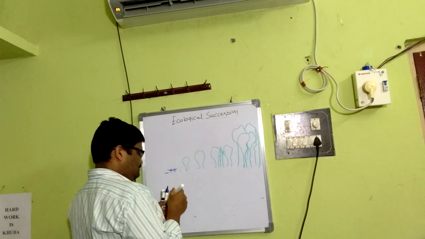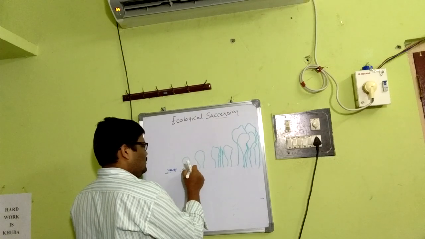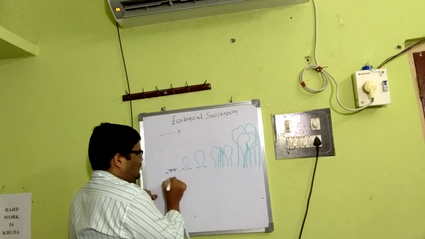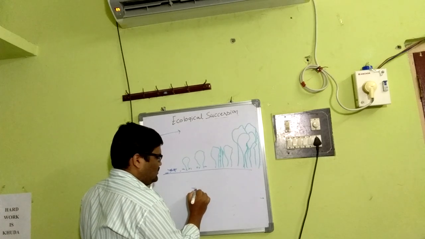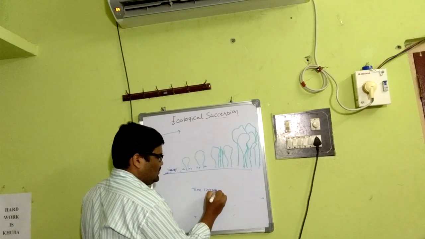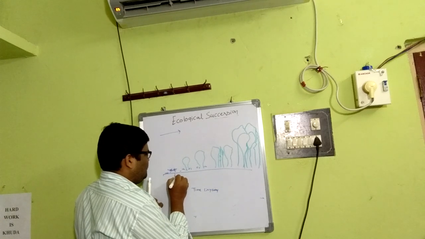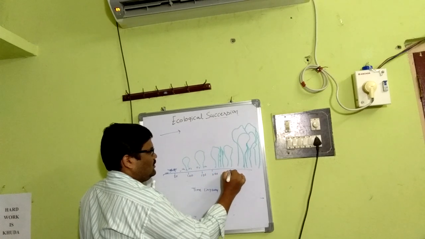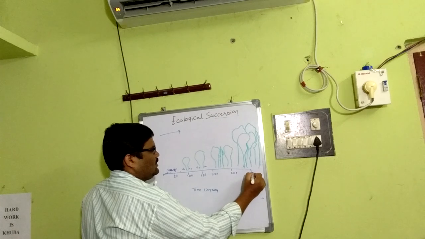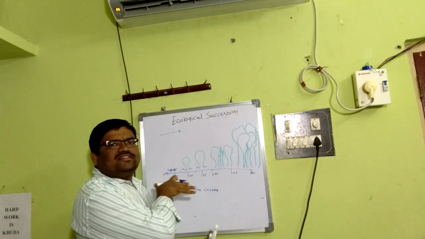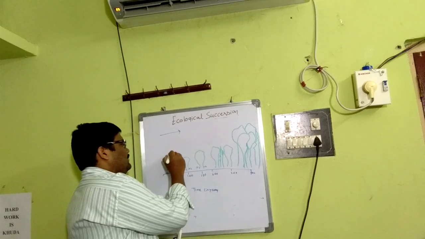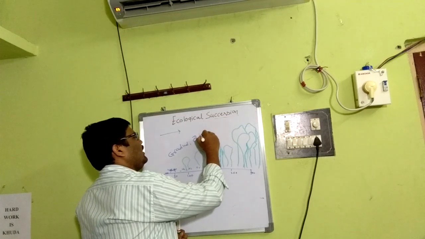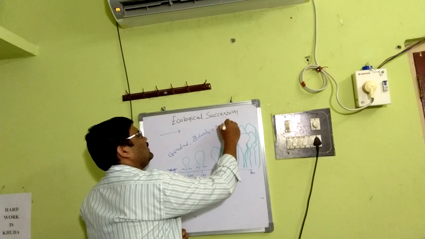Say, for example, a simple representation of ecological succession, with time in years, say 50, 100, 150, 200, 250 and 300. It is a basic representation. We can simply say it is gradual, orderly, and predictable.